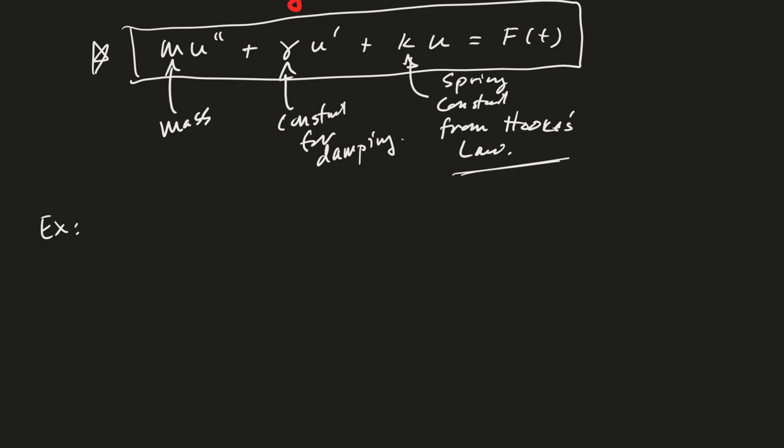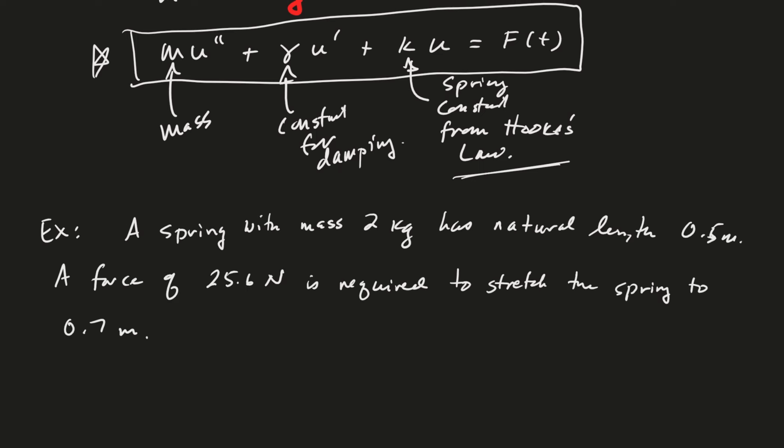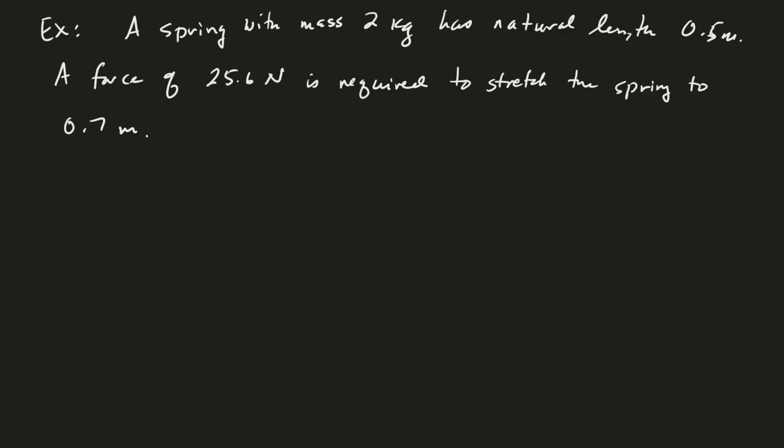I'm going to pause while I write down the problem. Okay, so a spring with mass 2 kilograms has a natural length of 0.5 meters. A force of 25.6 newtons is required to stretch the spring to 0.7 meters, and so we want to find the spring constant. Okay, so how are we going to do that?